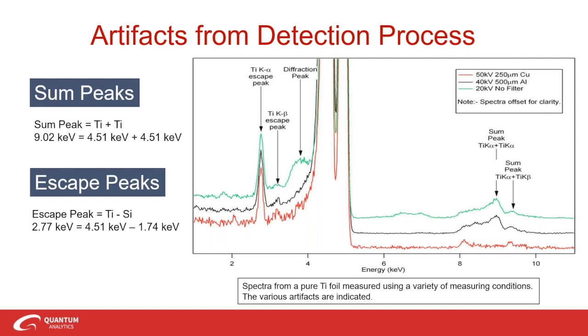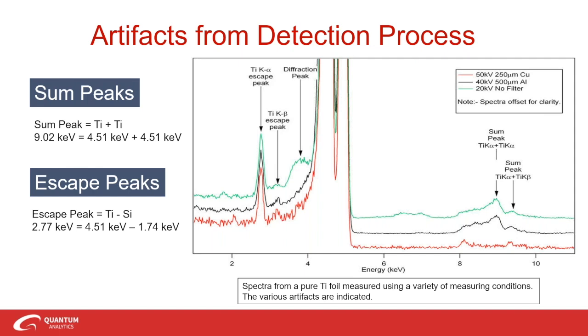So if we look at a sum peak in this example, we have some titanium foil that was measured, and you look at 2 peaks, 2 titanium photons that struck the detector. We got a peak at 9.02, and if you look at this energy, it's 4.51 plus 4.51, giving us that anomaly.